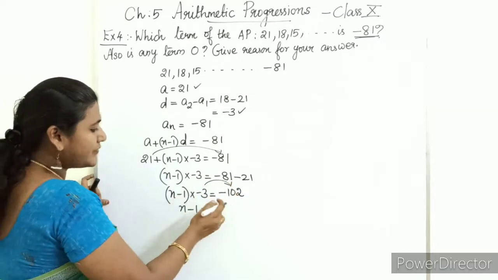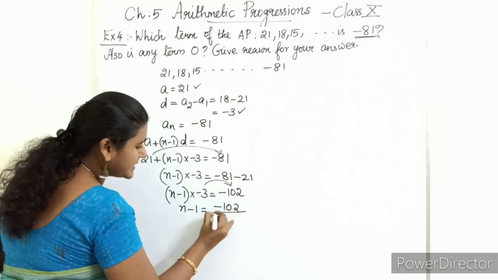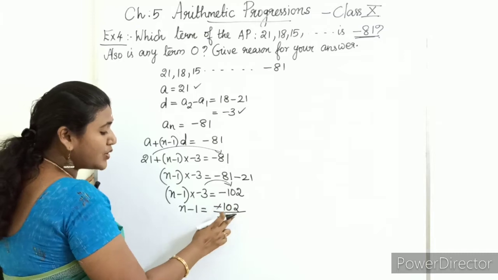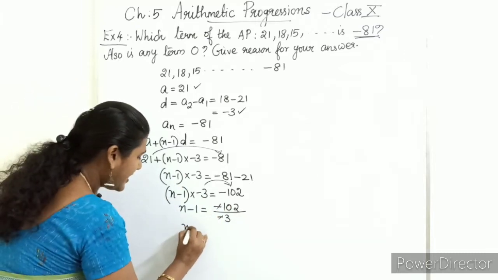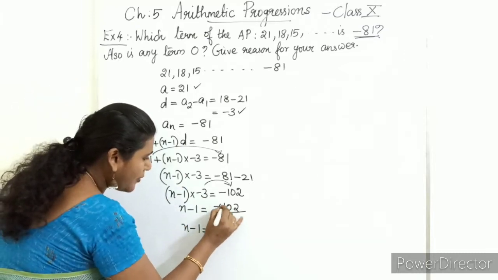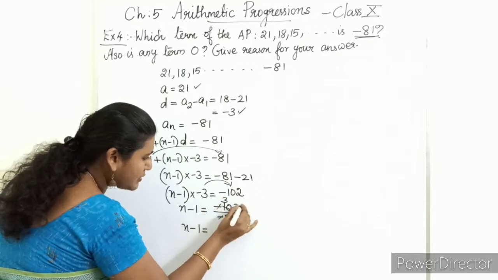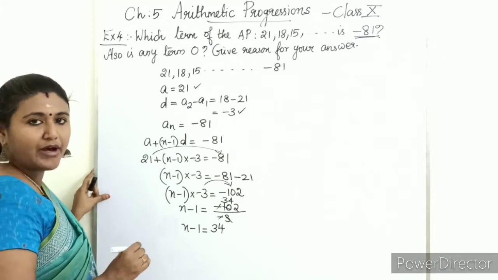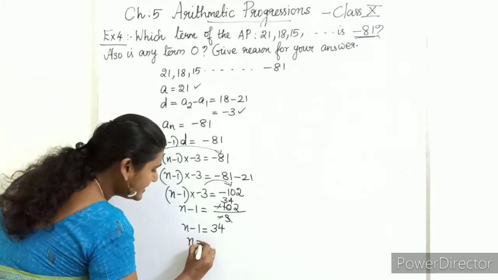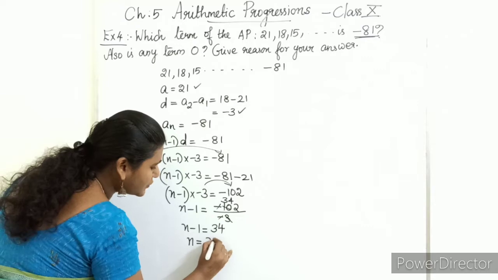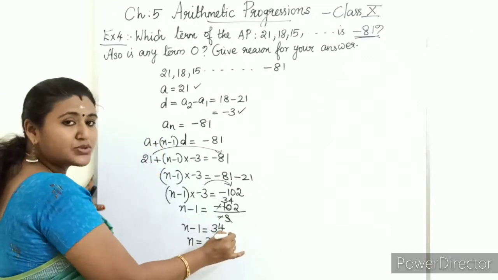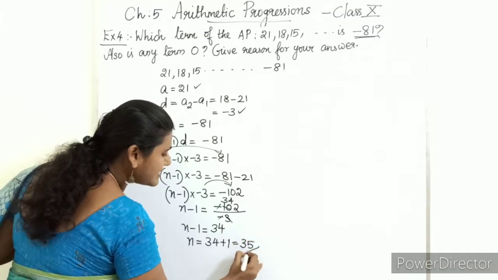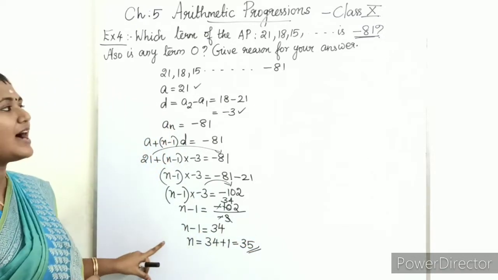Now we will calculate the n minus 1 value. This minus 3 we will take to the right side, so it becomes minus 102 divided by minus 3. The minus will get cancelled, and 102 divided by 3. So n minus 1 is equal to, here how many times? 3 times 9 is 27, 3 times 4 is 12, so 34 you will get. So the n minus 1 value is 34. So n is equal to 34 plus 1. This minus 1, when it goes to the right side, becomes plus 1. So 34 plus 1, that is 35. So we got the value of n.